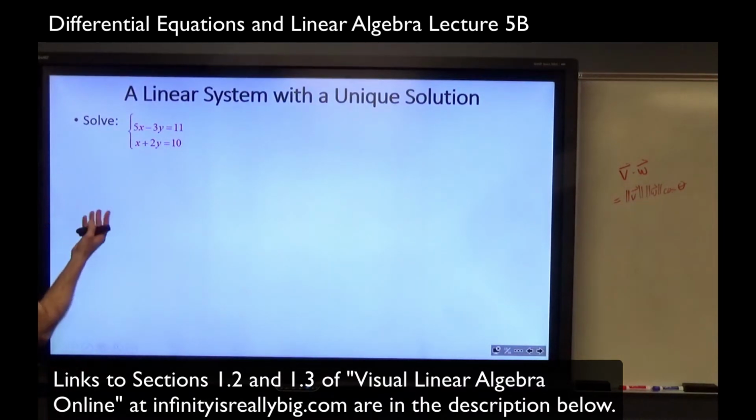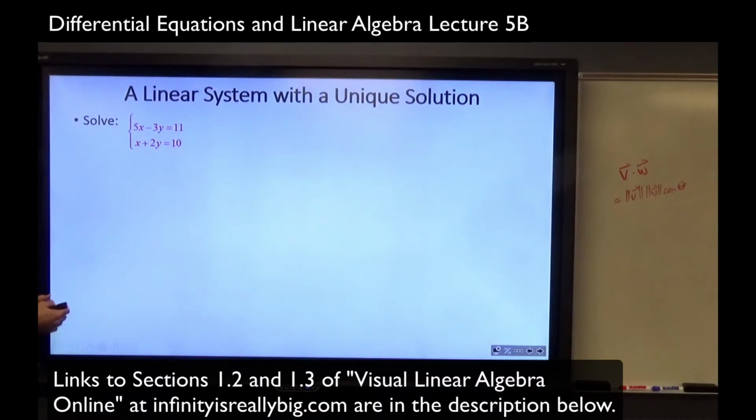It is a system of linear equations. These equations are linear. They only involve x and y to first powers, no squares, no square roots, no e to the x's or cosines of y's. And it is a system. They go together. We're trying to solve for values of x and y that make both equations true simultaneously at the same time.